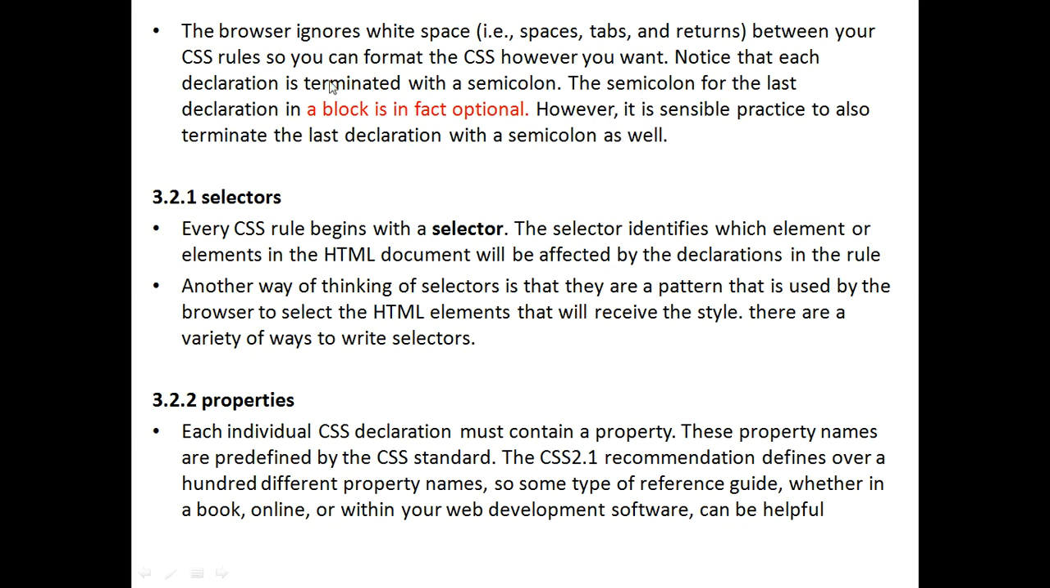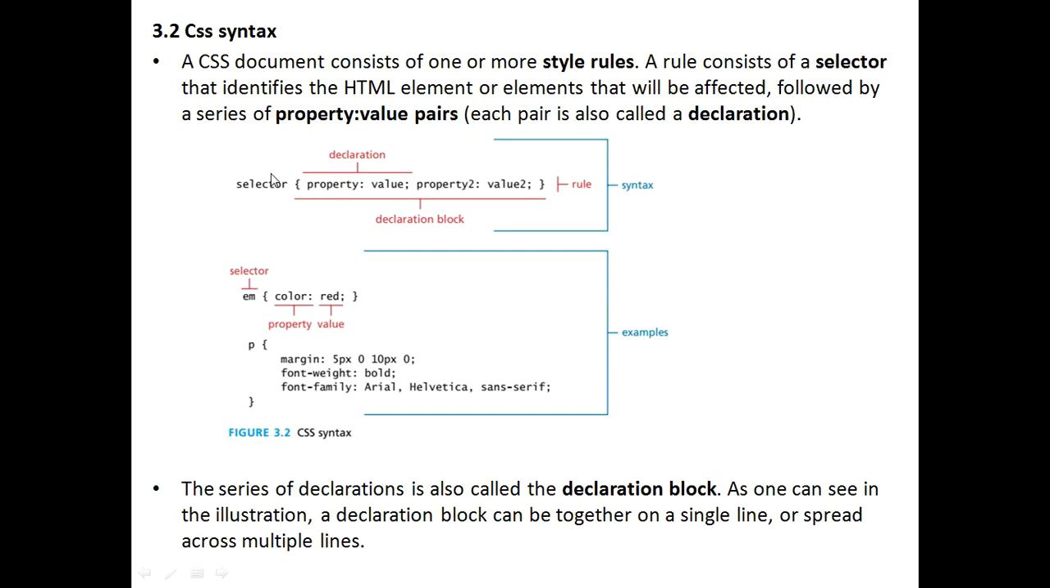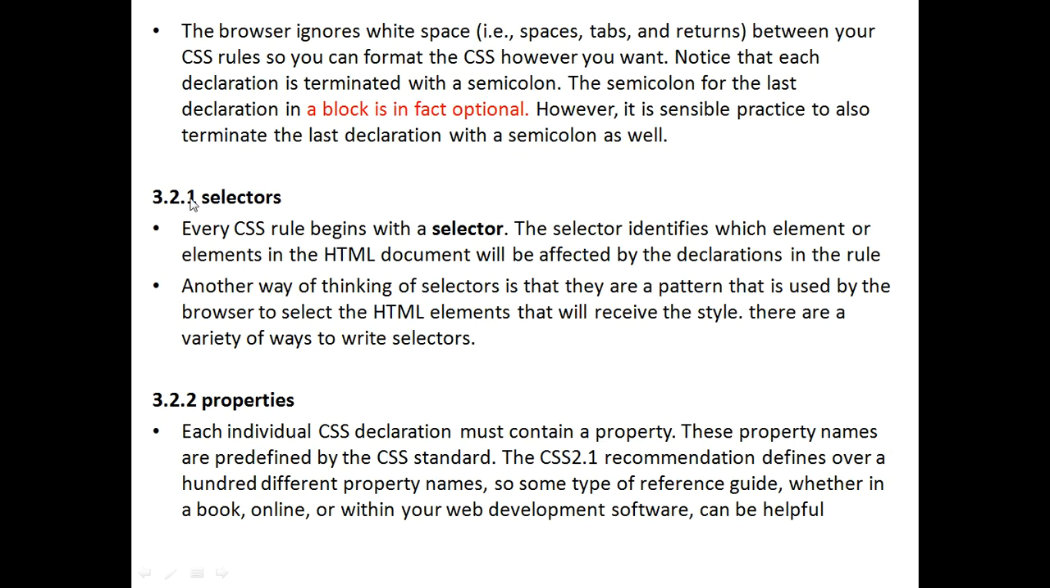Clear? That is regarding the syntax: two points, selector and declaration block. Here, what are the selectors? How can we write the selectors here?